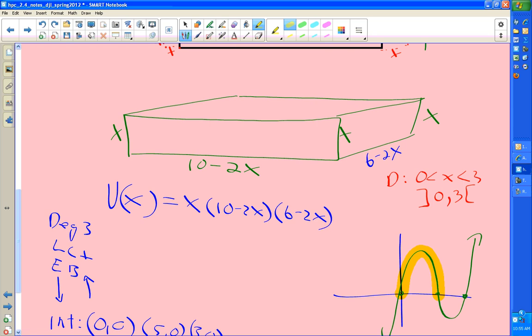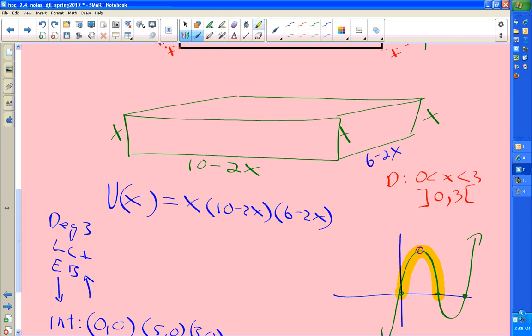What are the y values in the graph telling us? What are the y's on this graph telling you? The volume, not necessarily the maximum, but the volumes. The y values of every point on the graph are volumes. The x values are how big the squares were that we cut out. This dimension, the height. Okay? Now, we want to find the maximum volume. That's going to occur right here.